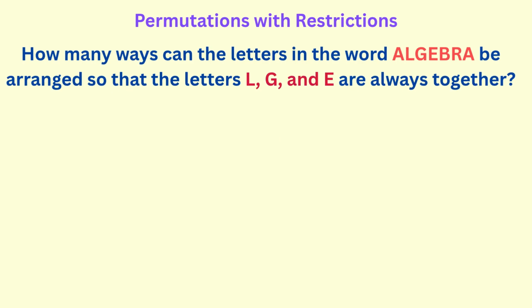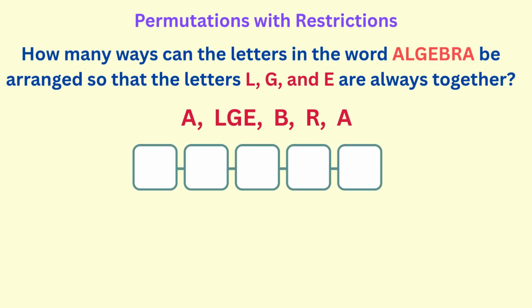How many ways can we arrange the letters in algebra so that the letters L, G, and E always stay together? Algebra has 7 letters. Since the L, G, and E need to be together, we can group and treat them as a single item, LGE. So now we have 5 items. Let's use 5 boxes to represent the 5 items.